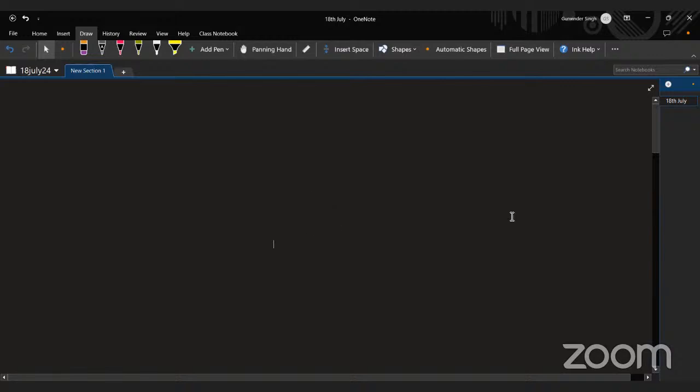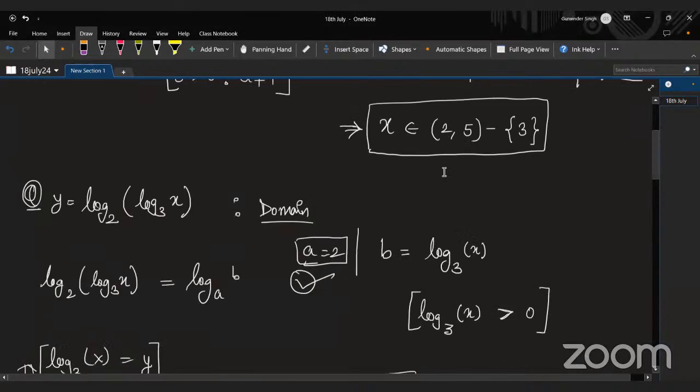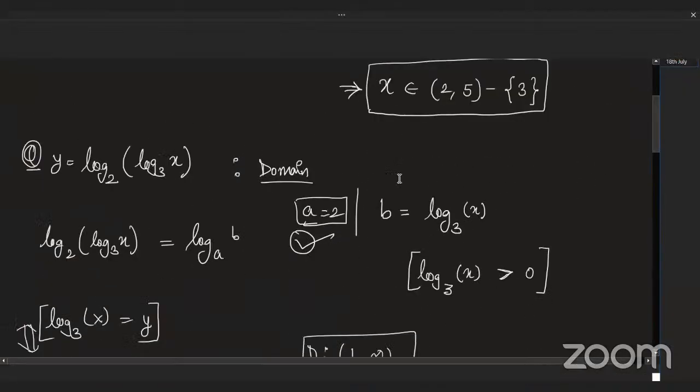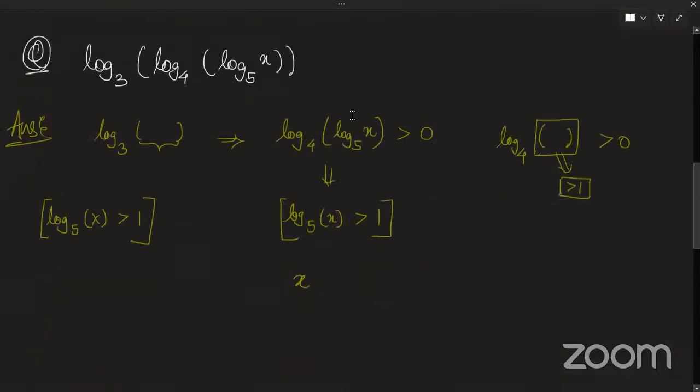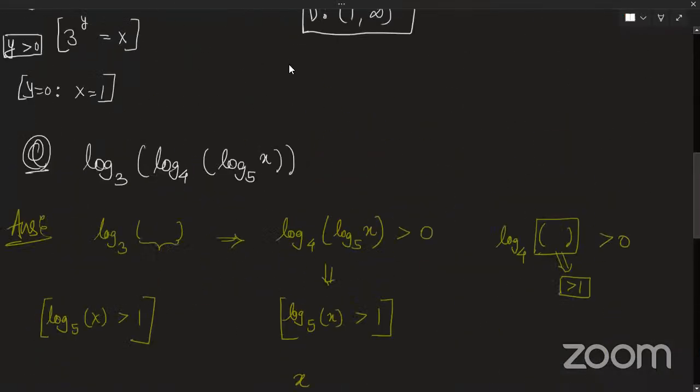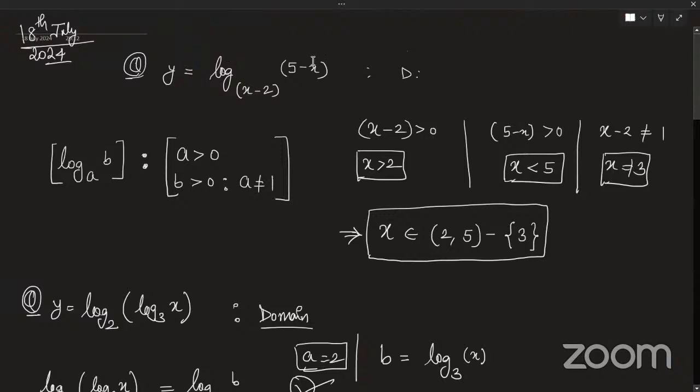I don't know why yesterday's is not opening. Anyway, these were some of the basic problems. I hope now you understand this. The base of the logarithm has to be greater than 0. Similarly, the input that we are giving in the logarithm has to be greater than 0, and the base can't be equal to 1.